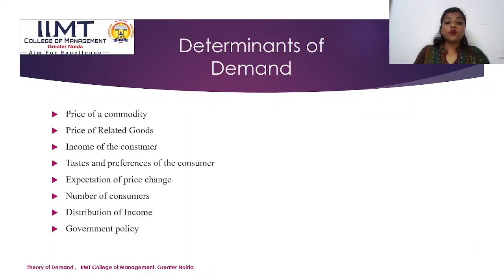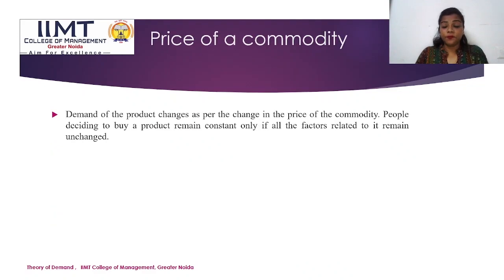Now moving on to the determinants of demand. We have various kinds of determinants of demand. Amongst those, first is the price of the commodity, price of related goods, income of the consumer, taste and preferences of the consumer, expectation of price change, number of consumers, distribution of income, and government policy. So first is the price of the commodity.